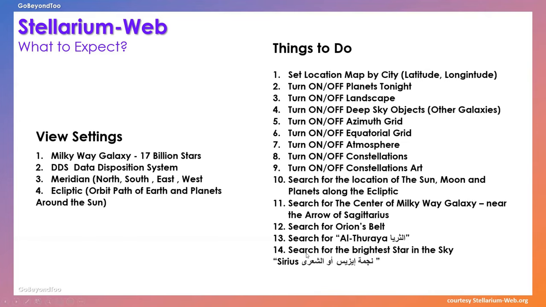And then you can also search for the brightest star in the sky, which is called Sirius. It used to be called Isis in the Egyptian mythology, in ancient Egypt. And in the Quran it is mentioned as Ash-Shara.